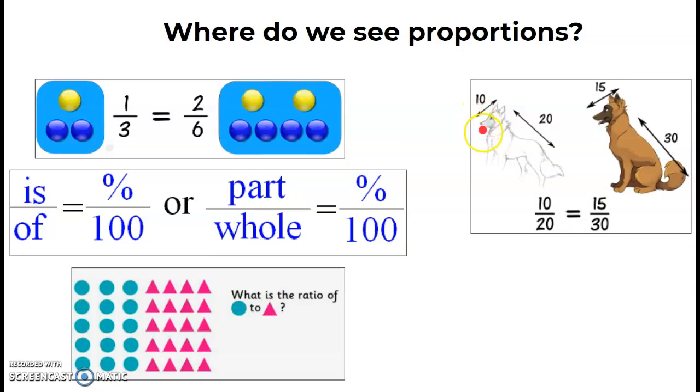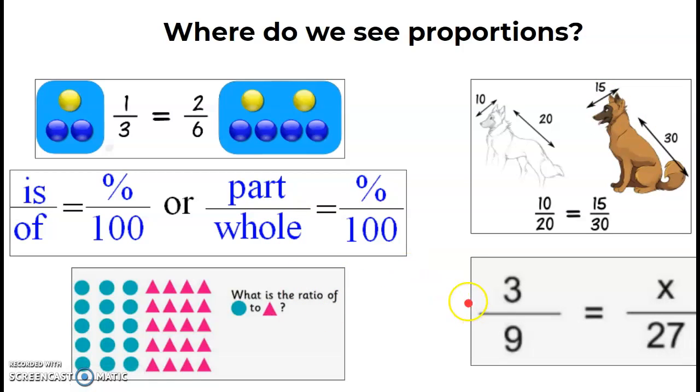And you can see it written in a lot of pictures. You have this image over here, which shows the size of the head of the dog, 10/20, the length of its back. Compare it to the dog that has 15, whatever units that is, the length of his head, from the tail all the way to the back. And you can see it just written as a simple proportion: 3/9 equals x over 27.